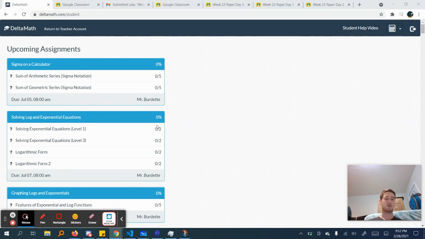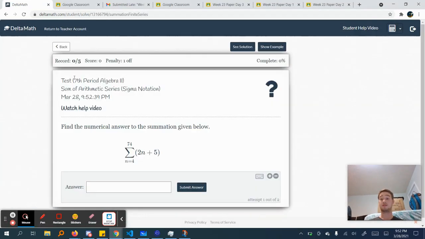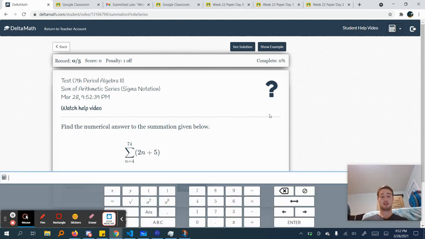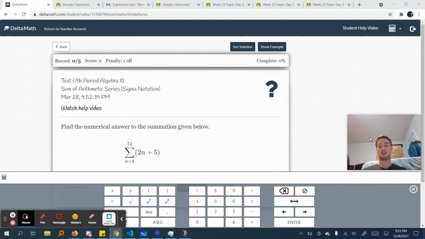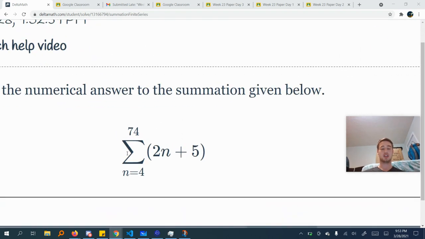Hey everybody, today we're looking at sigma on a calculator. So we're going to look at the sum of those arithmetic series, which means those sequences we've been looking at are about to all be added up together, and we're going to have a way of calculating that pretty quickly. So rather than going to a calculator, let's just look at what the sigma means. This big letter E is a sigma, and that means you are going to sum all of these numbers up.